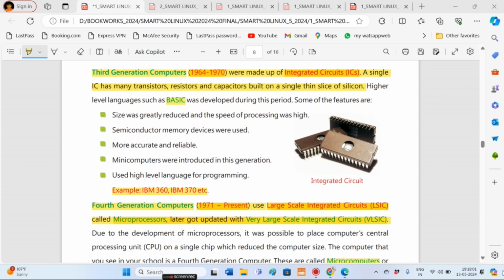So third generation computers were made up of integrated circuits and its size was greatly reduced and processing speed was high. Semiconductor devices were used, more accurate and reliable. Also, higher level language such as BASIC was developed during this period.